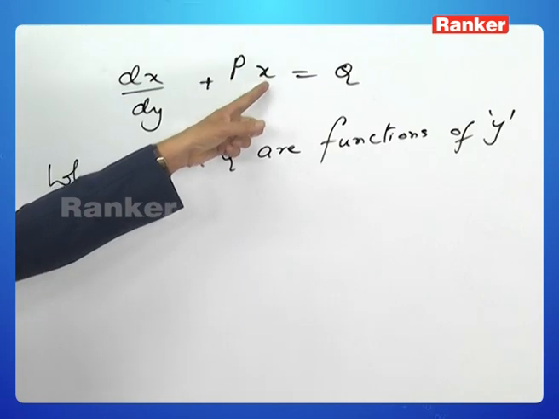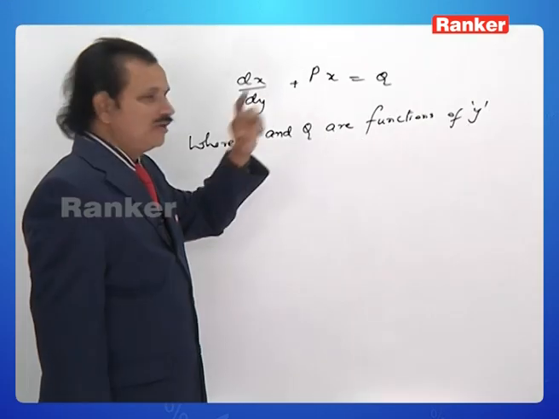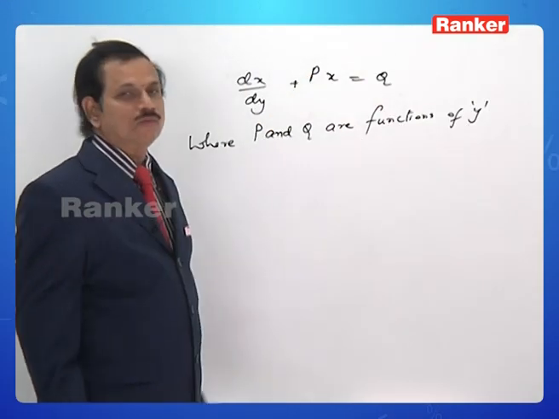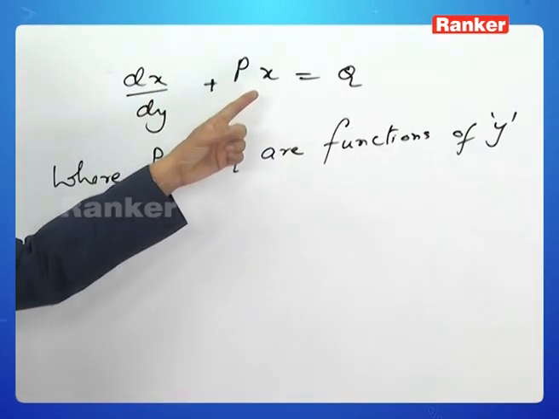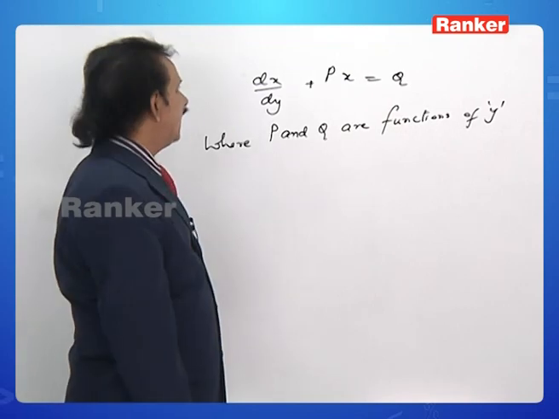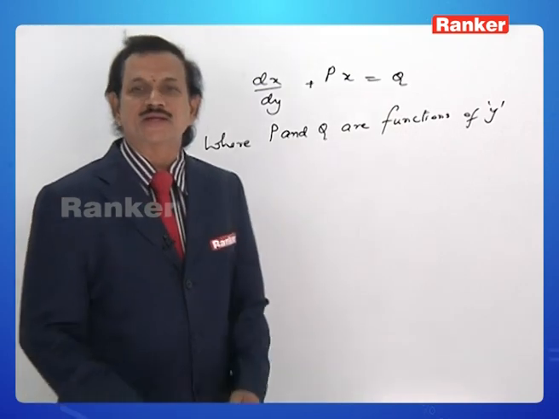X appears at only one position. Here in P and Q, we may not be in a position to see x at all. X lies with first degree. That is why it is said to be linear in x.